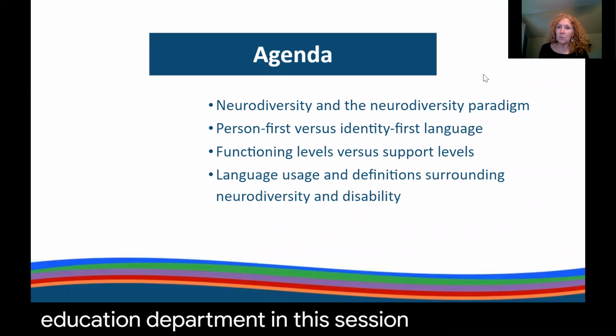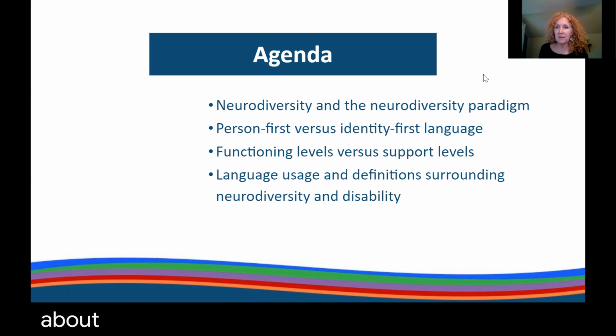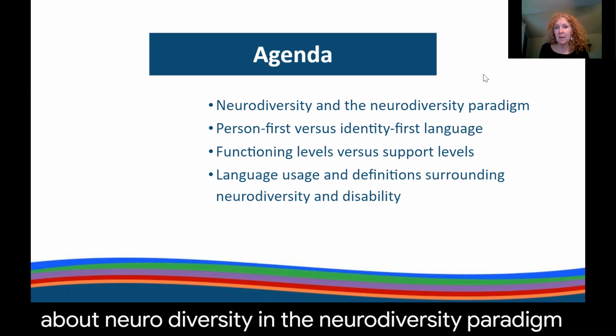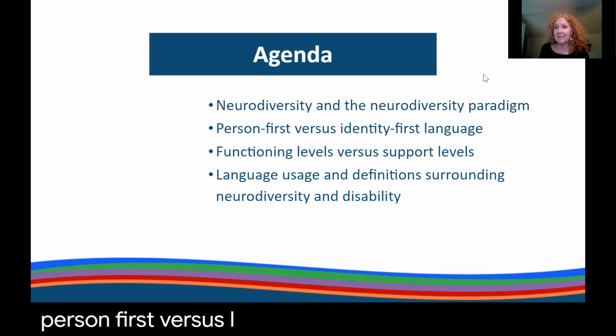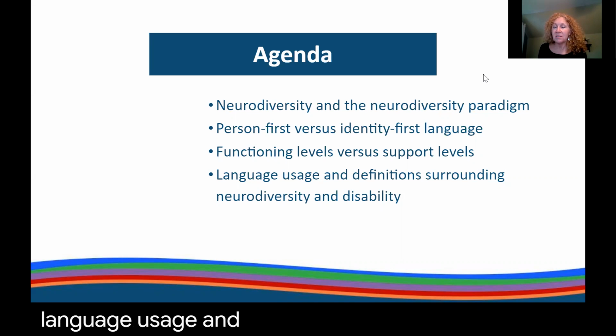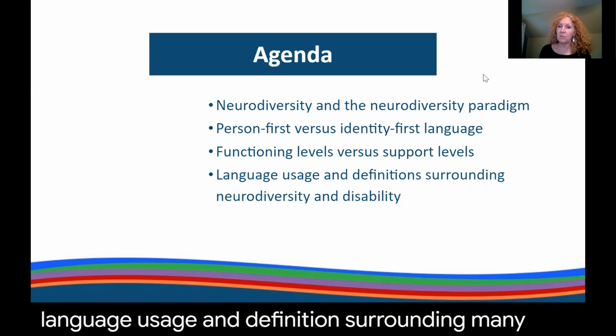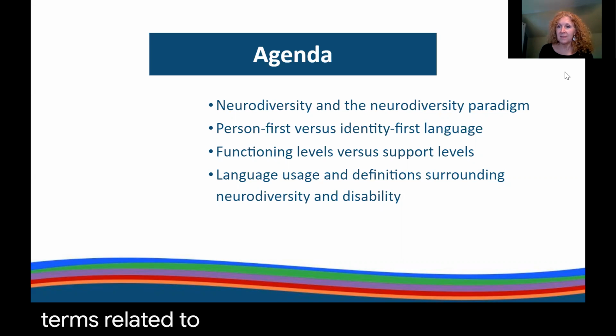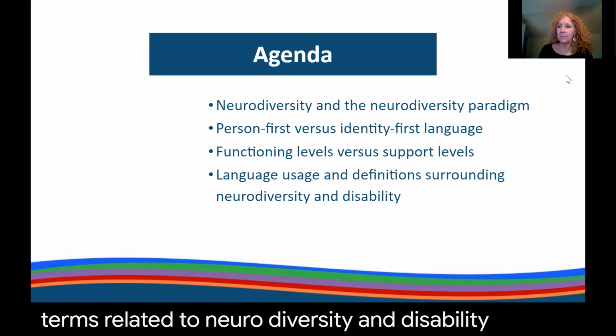In this session, we will talk about neurodiversity and the neurodiversity paradigm, person first versus identity first language, functioning levels versus support levels, and we will consider language usage and definitions surrounding many terms related to neurodiversity and disability.